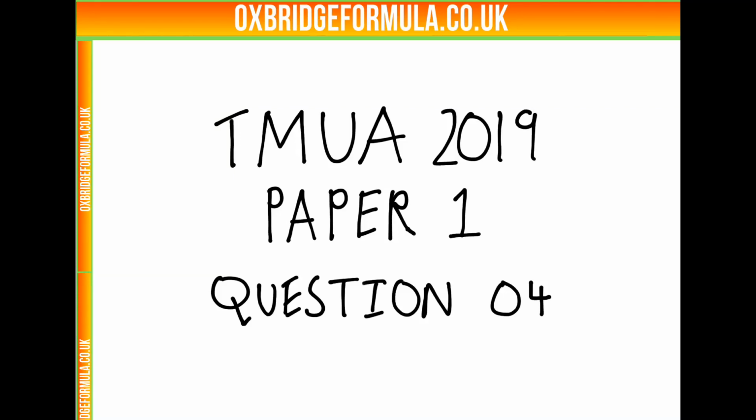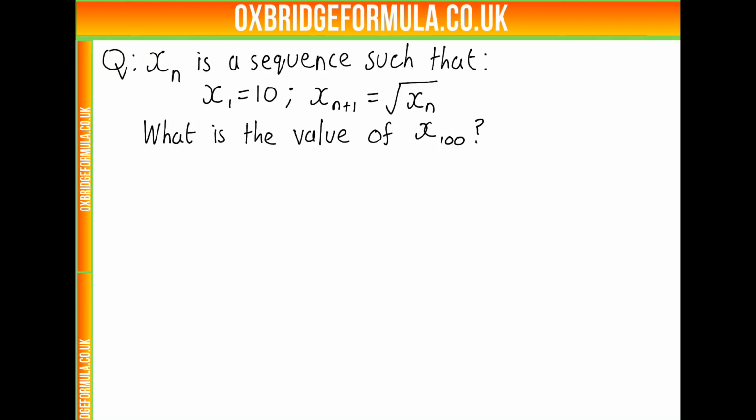This is the solution video for question 4 from paper 1 of the 2019 TMUA exam. In this question, we're given a sequence, xn, and we're told a couple of things about xn. We're told that the first term, x1, is 10, and the n plus 1th term is the square root of the nth term. And with all this information, we're asked to find what's the value of x100.